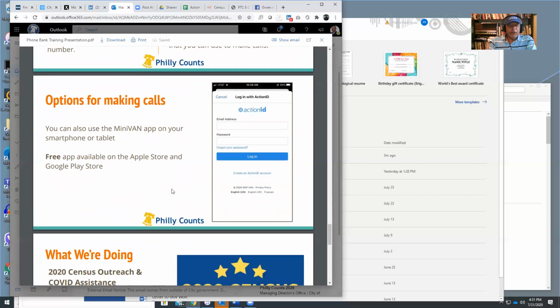All right, the other way is that you can make calls using a desktop, a laptop, a tablet, or a cell phone, a smartphone. If you're going to use a smartphone, we recommend that you download the Minivan app. It's available for Androids and iPhones. You download the app, and you enter your action ID, and that's a quick way for you to make the call. The good thing about this is, just click one punch to dial the number, and you're in.